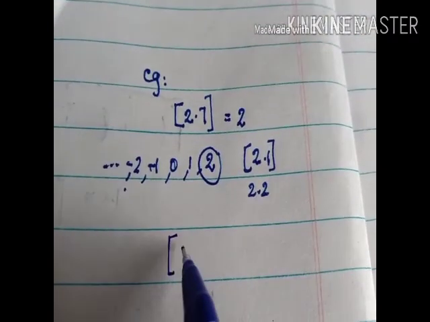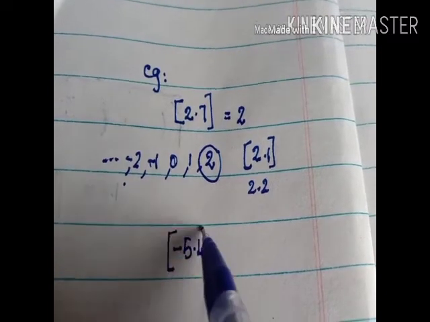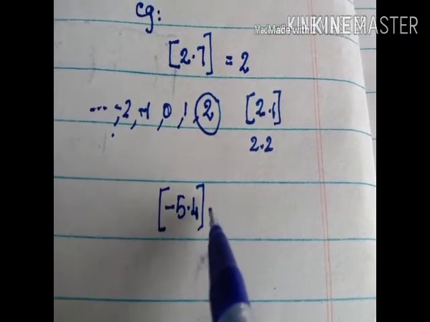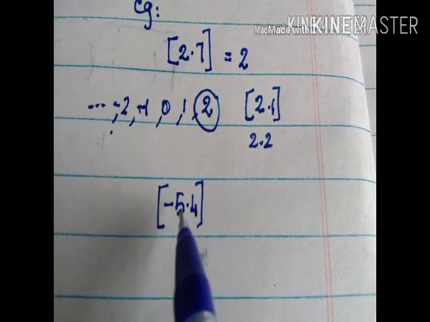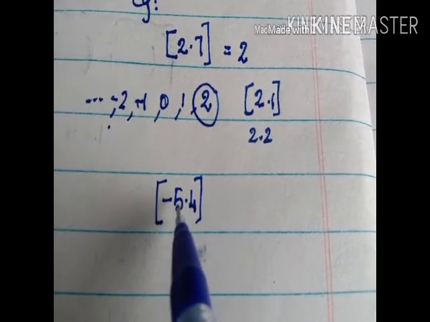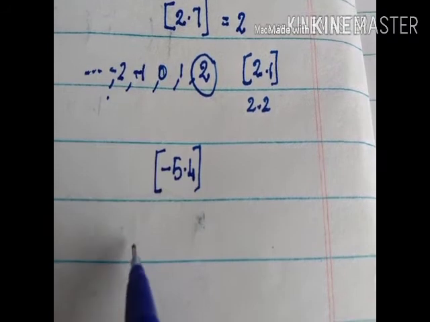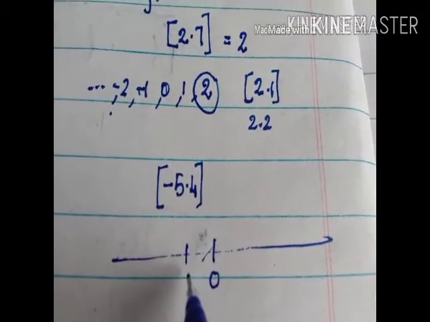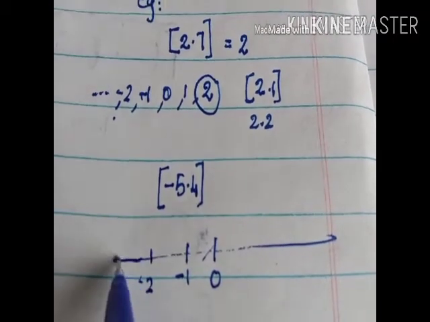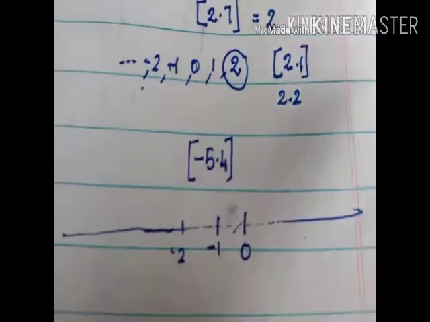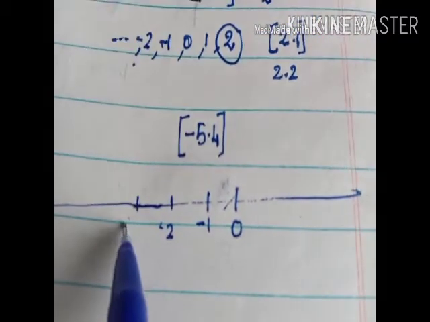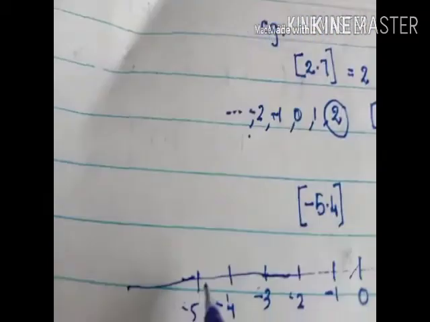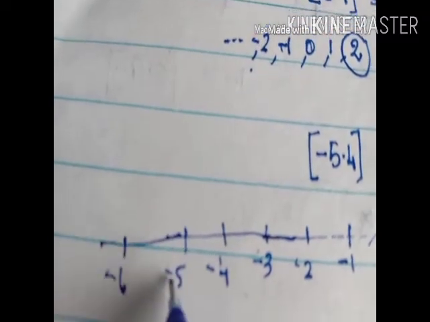Now what about negative 5.4? It is a negative number. Negative 5.4 is actually not an integer, so we have to write down the integers less than negative 5.4. If we draw the number line, we can see it is 0, then left of 0 are the negative numbers, -1, -2, -3 and so on. So less than negative 5.4 means what are the numbers? Look at the real line. It is -6.